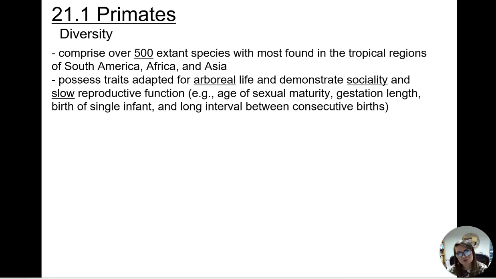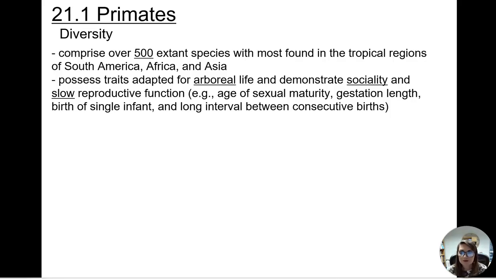Sociality means that they live in social groups and have different hierarchies or different arrangements among those social groups, like leaders and those who do certain things within the community. And slow reproductive function would be, for example, sexual maturity. Gestation length, for example, when they have a fertilized embryo, it does take a while for that embryo to develop, such as in humans, it takes around 9 to 10 months.